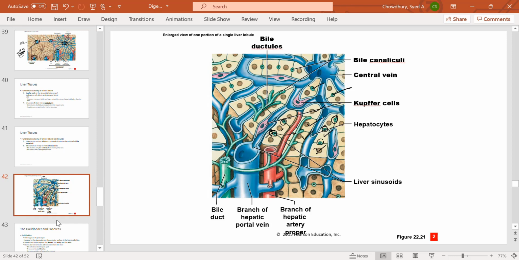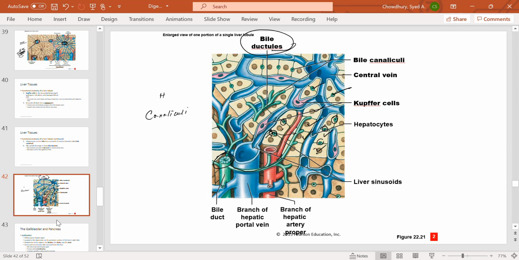bile ductules, and then from there we'll go to the branches of the bile duct. From ductule we'll go to the duct. So first is the canaliculi.